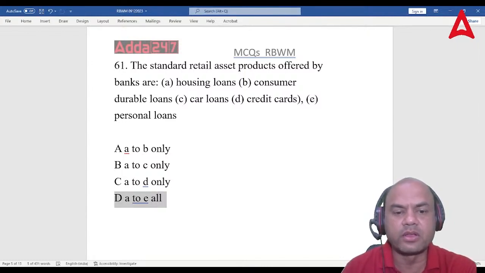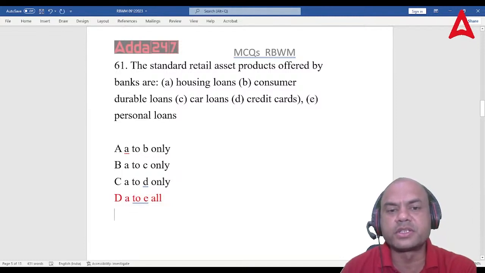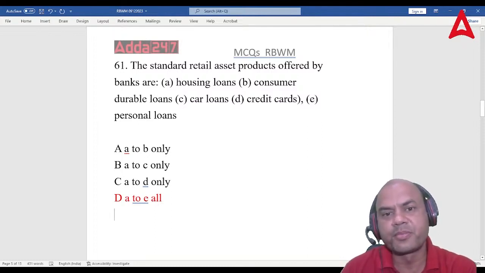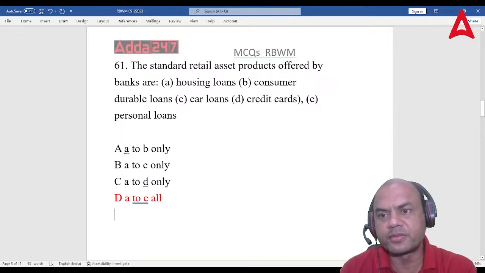A to E all. These are the common products: housing loan, consumer loans, car loans, credit card, personal loan. These are known as generic products now. Every bank is giving these products, right? Next one.